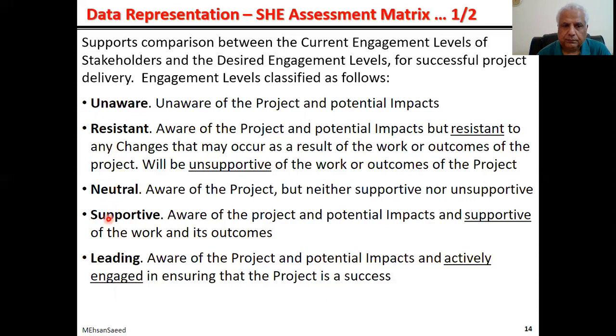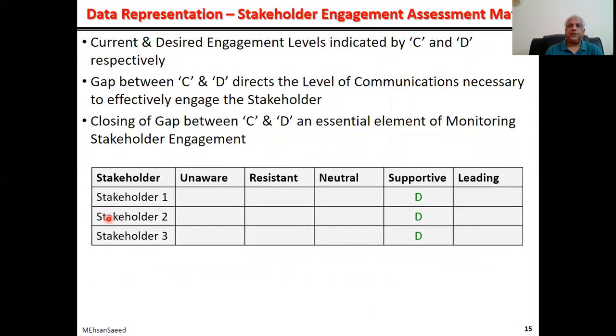Here is the grid which is used for this purpose. Let's say on a particular project, these are the three stakeholders. You would like them to be all supportive of the project. So D standing for desired. You want the desired state or engagement state of these project stakeholders to be supportive.